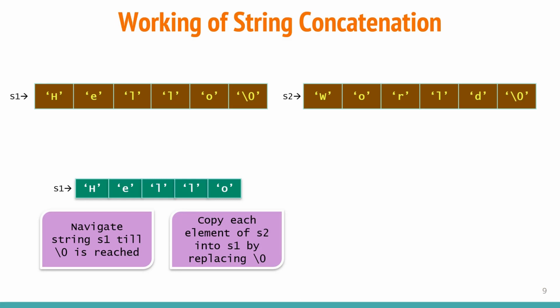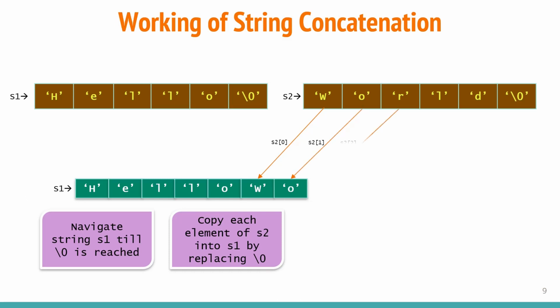I need to start copying each element of s2 into s1 by replacing backslash 0. So now in this case, I have reached o, which is the character previous to backslash 0. I should now start copying the content of s2 till I reach the backslash 0 of s2 and copy it into s1. So the first element of s2, which is at index 0 of s2, is w. That gets copied in s1.